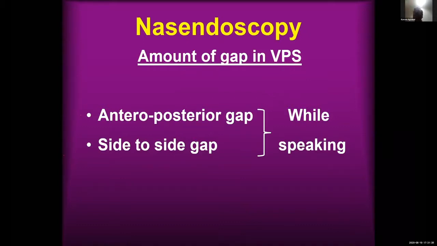So we have seen the closure, then we have seen the mobility of the elements, then we have to see the gap of the velopharyngeal sphincter, anteroposterior and side to side, when the child is speaking. So how much is left? Is it too deep, or too wide, or is it mild or moderate? There is no specific measurement possible in nasal endoscopy, which is possible in video fluoroscopy. You can see in the next presentation that it is possible to measure the gap. But in nasal endoscopy it is not possible, but you can have a mild, moderate and severe type of assessment of the gap which we visualize in the endoscopy.